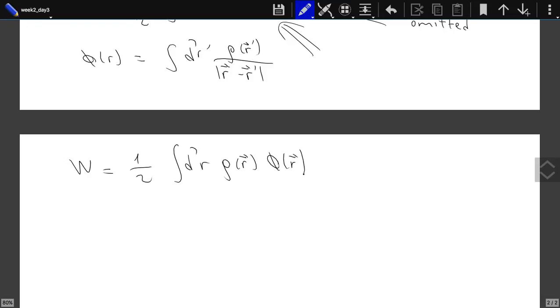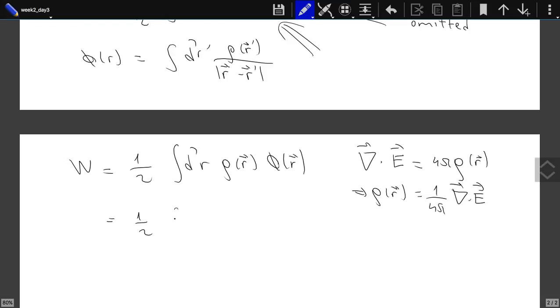Well, we can relate the charge density and the electric field through Gauss's theorem. The divergence of the electric field, we had said, was 4 pi rho. So instead of rho, we can just substitute 1 over 4 pi times the divergence of the electric field. So let's just substitute it over here. This is equal to 1 over 2 d cubed r, well, 1 over 8 pi times the divergence of the electric field times phi of r.